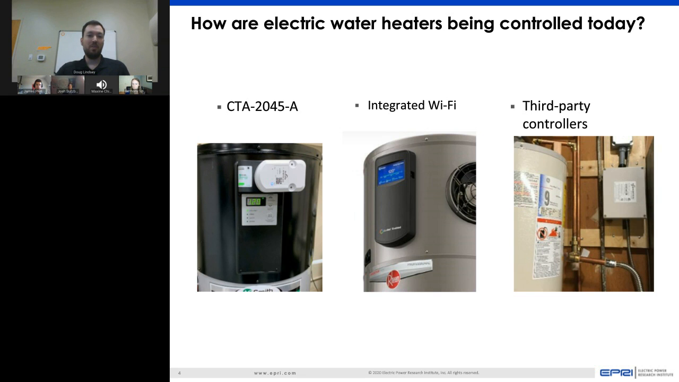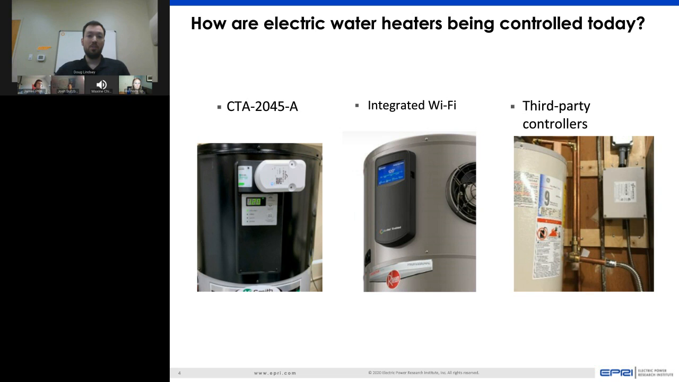Another method for demand response today that currently exists is the proprietary method. I probably should have labeled that middle one proprietary, because it doesn't just have to be Wi-Fi. But some manufacturers have demand response capabilities through a direct to the water heater from their cloud solution, and they can do things like changing the set point and changing the mode of operation, be it efficiency mode or hybrid mode or even electric only mode.